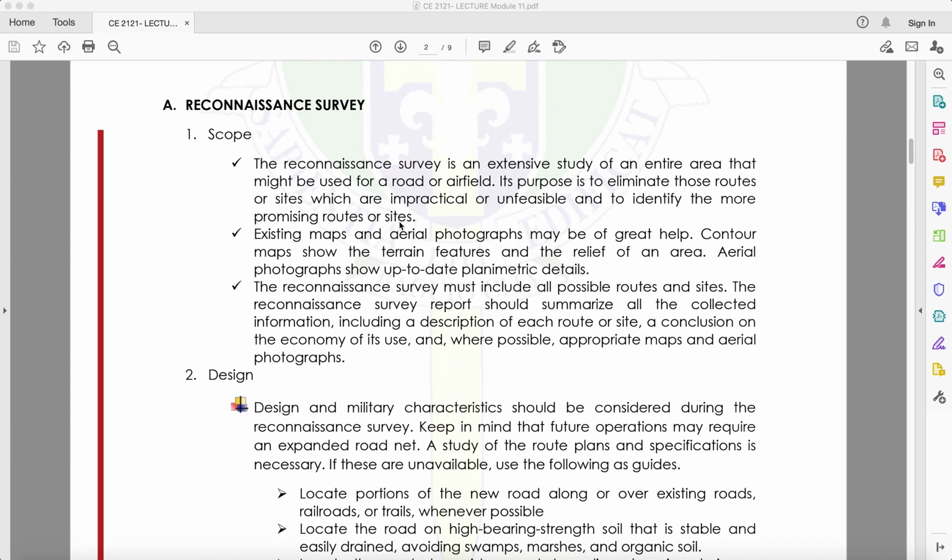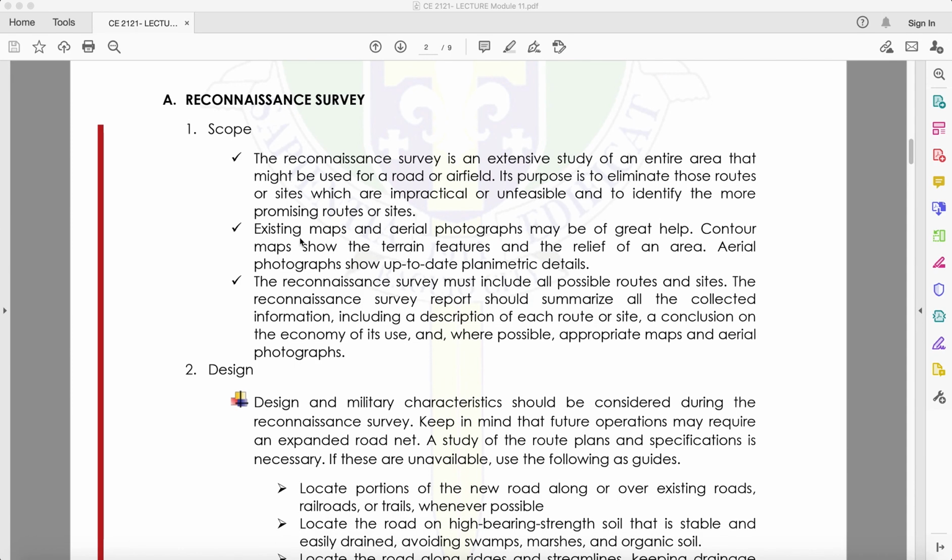So for a reconnaissance survey, one of the purposes is to remove the possible routes that cannot be made into roads or railroads. And it gives us more information on the possible routes that we can make as roads or railways. Okay. Next, existing maps and aerial photographs may be of great help.